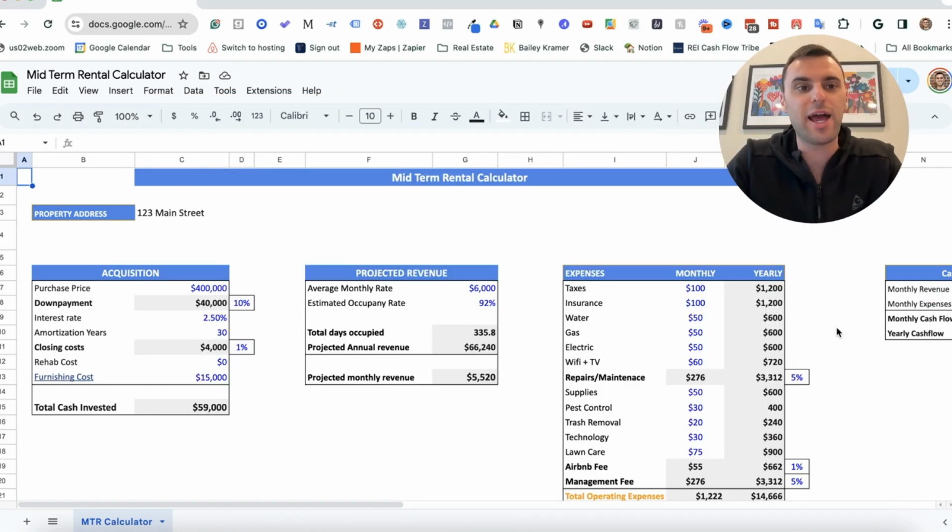All right, so what you're looking at right now is my midterm rental calculator. This is essentially the spreadsheet that I use when I'm analyzing a potential midterm rental deal, and you can go ahead and grab this exact spreadsheet down below.